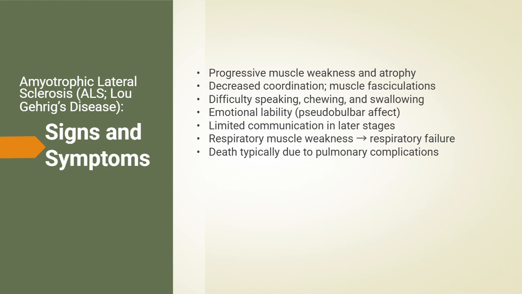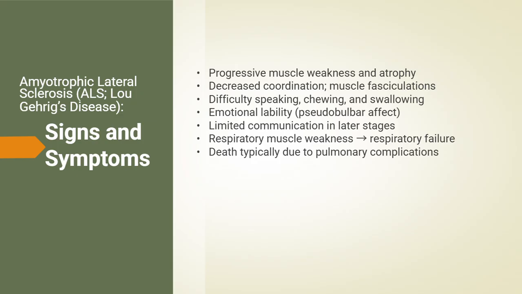As amyotrophic lateral sclerosis progresses, patients develop decreased coordination, making everyday activities like buttoning clothing, writing, or walking more difficult. Because swallowing muscles weaken, patients begin to have difficulty chewing and swallowing, which places them at significant risk for choking and aspiration. Communication also becomes affected. Speech may become slurred or weak and can eventually progress to limited communication, where the patient relies on eye movements or assistive devices.